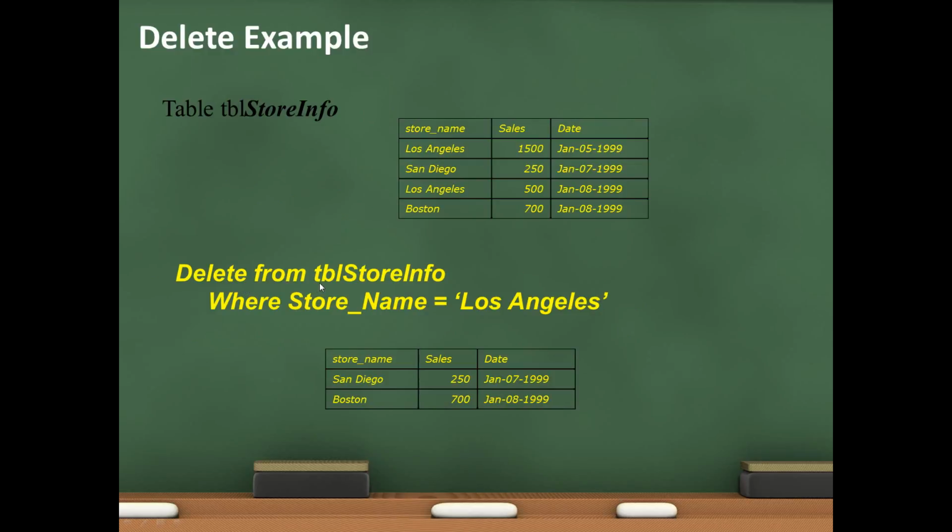In this case it's deleting from table store info where the store name field is equal to, and that probably should be a store city, but it says store name is Los Angeles here. And in that particular case, it would delete both of these records out because they both have a store name of Los Angeles, and I would end up with only the 2 records left over, San Diego and Boston. So again, it's a very, very simple statement to deal with, that delete from store info.